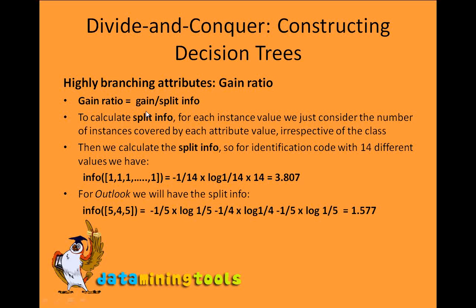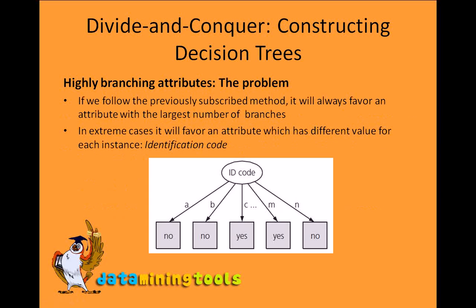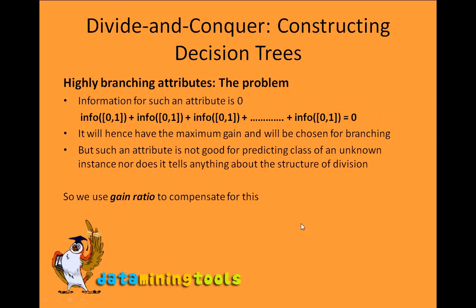Gain ratio is defined as gain, which we used in our previous case, divided by split info. Now, to calculate split info, for each attribute value we just consider the number of instances covered by that attribute value, irrespective of the class. Then we calculate the split info. So for identification code, like in the previous case, the decision tree which we built, we are talking about this decision tree.